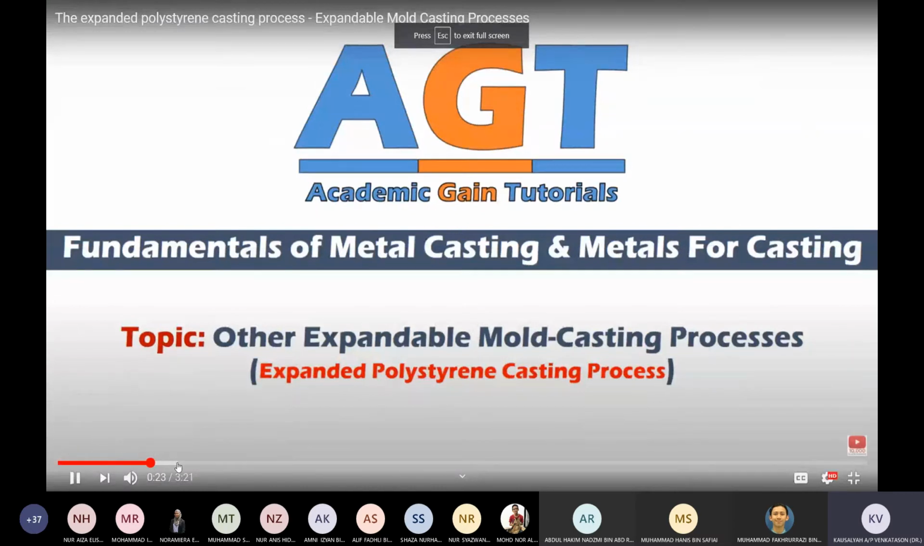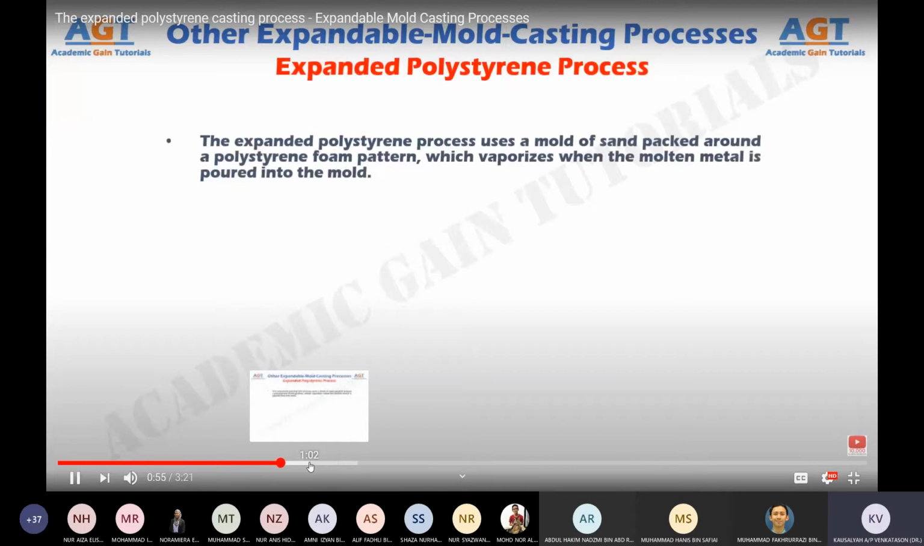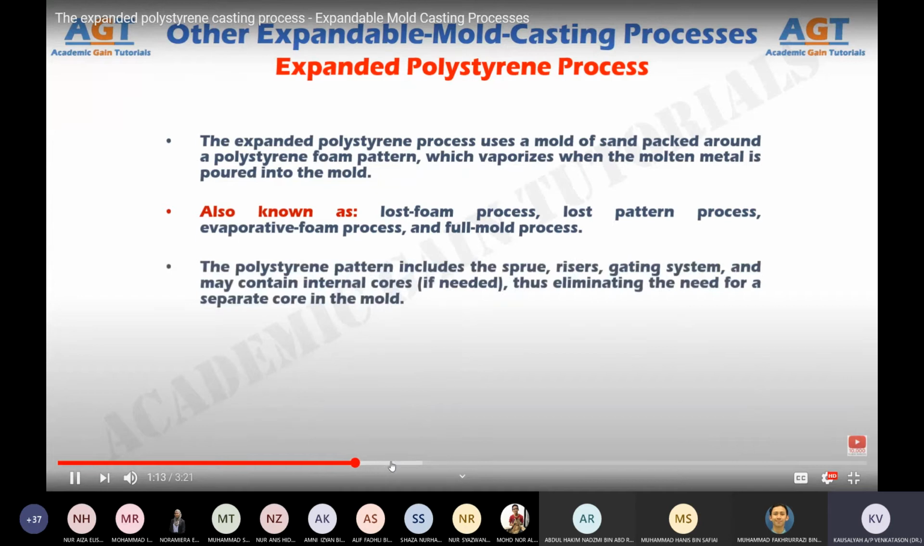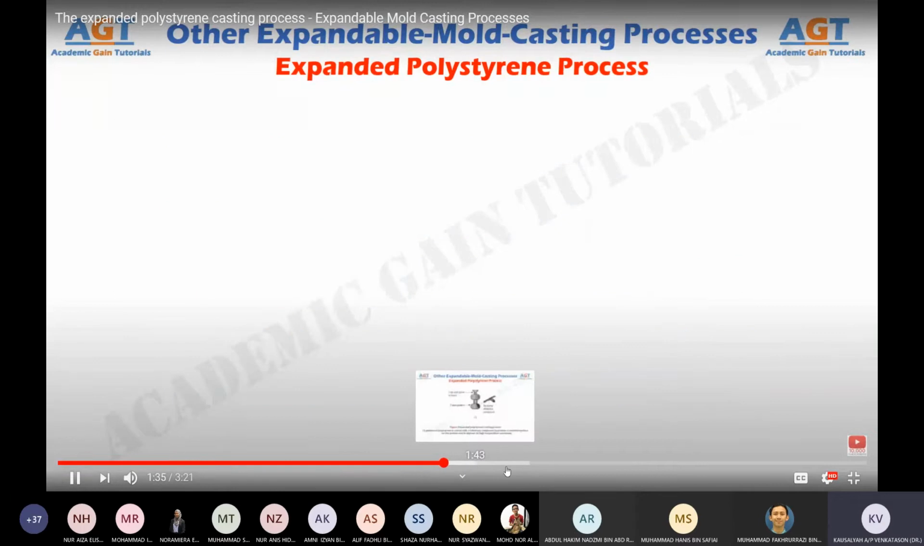Except sand casting, there are other casting processes that have been developed to meet specific requirements. The expanded polystyrene process uses a mold of sand packed around a polystyrene pattern. Also, the polystyrene pattern includes the sprue, risers, gating system, and drag sections. We are going to observe the steps of the expanded polystyrene casting process in the next few figures.